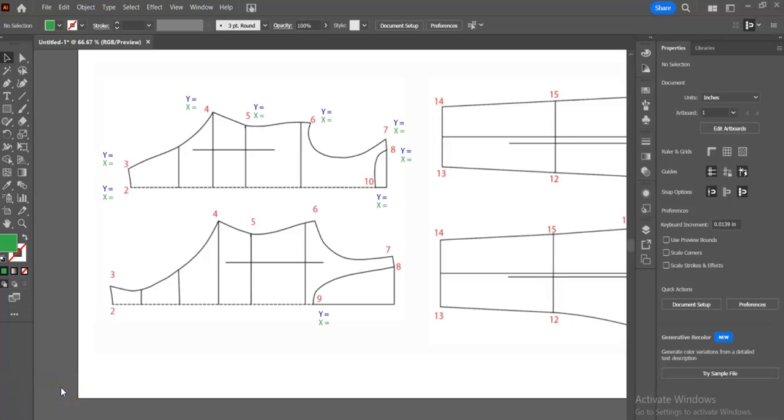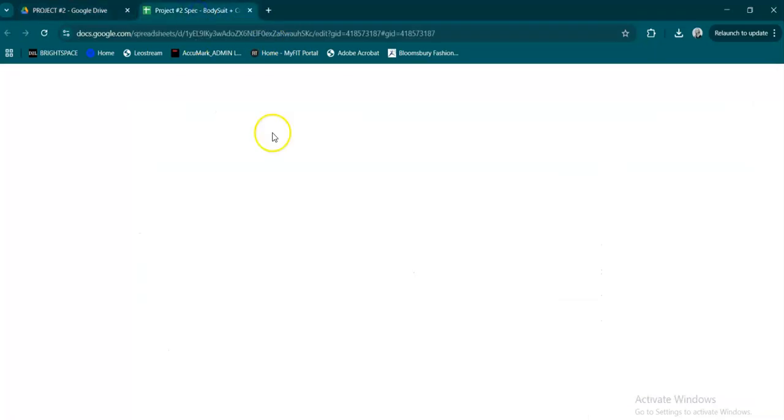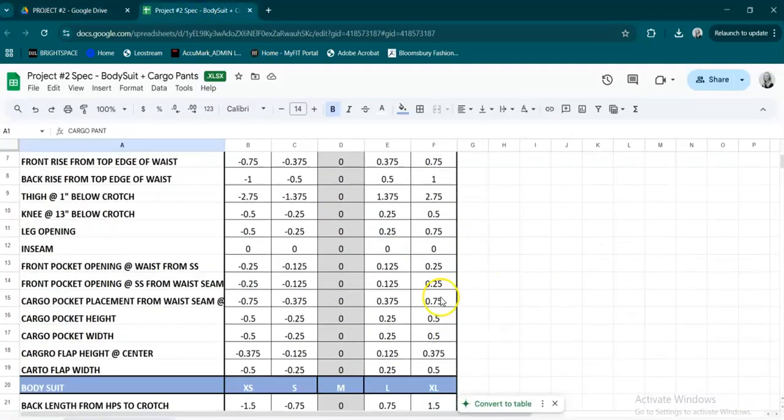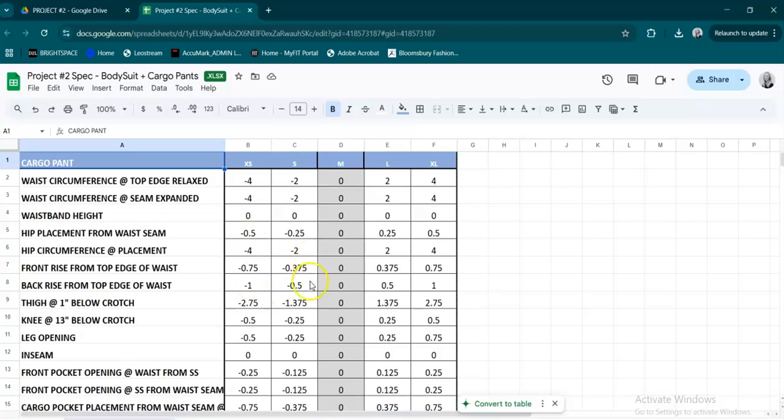All right, so we are going to grade the bodysuit first and then the pants. In Brightspace, I have uploaded a graded spec for you. The spec is empty, but the rules are there. We're going to do alpha sizing for this body, so we only have 2 smaller sizes and 2 larger sizes. Please note that these are formulas, so that when we do fill in these measurements, the formulas will populate, okay?